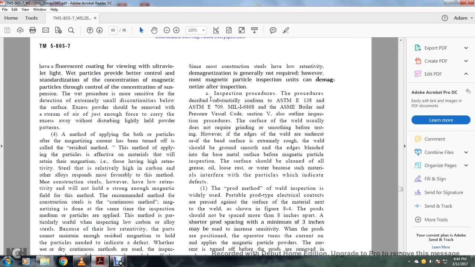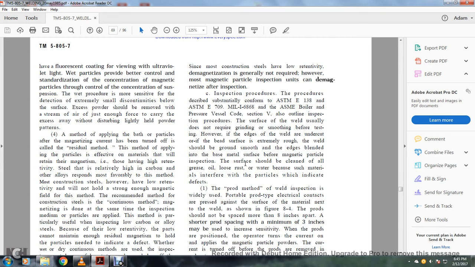Inspection procedures. The procedures described substantially conform to ASTM E138 and ASTM E709, Military I-6868, and the American Society of Mechanical Engineers Boiler and Pressure Vessel Code, Section 5. They also outline that the surface of the weld usually does not require grinding or smoothing for testing. However, if the edges of the weld are undercut, or if the beaded surface is extremely rough, the weld should be ground smooth, and the edge should blend with the base metal surface.